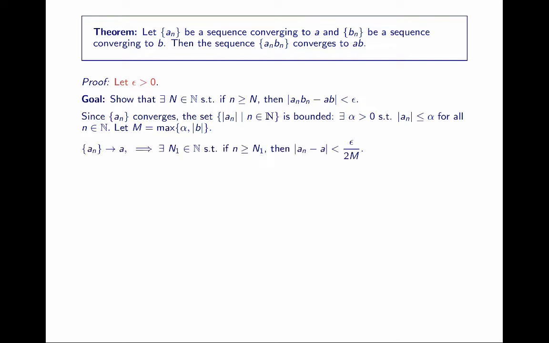The fact that a_n converges to A implies there's a natural number n1, and if n is greater than n1, then |a_n − A| is less than epsilon over 2M. You see, if I just led off with this slide, you might say, why did I say epsilon over 2M? Where did this come from? But because we did the scratch work, we see why we had to choose this as our bound.